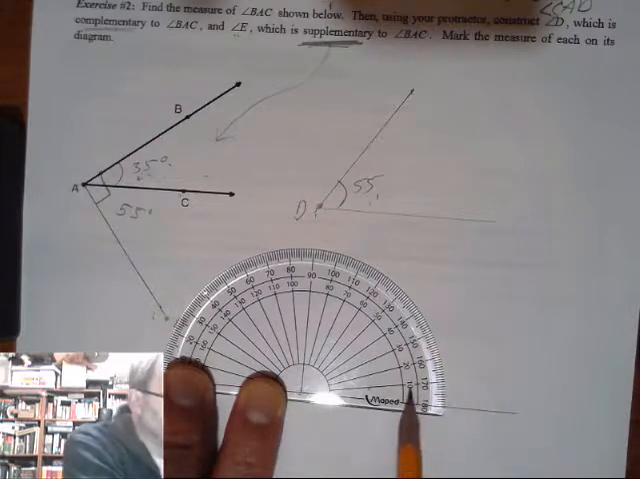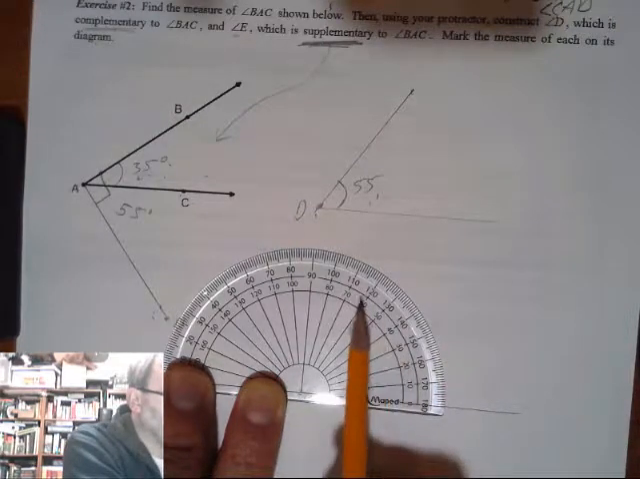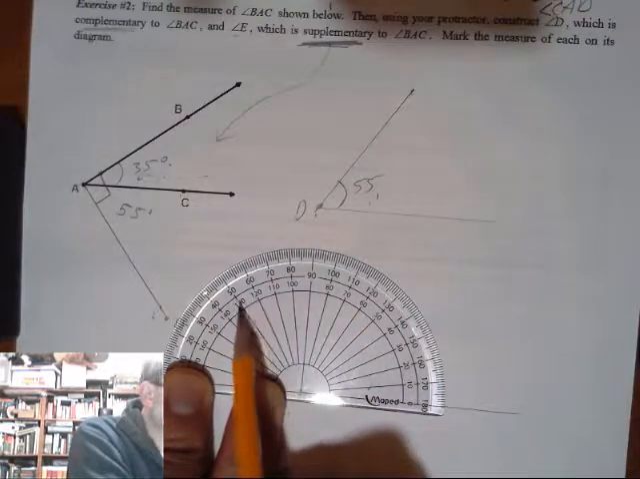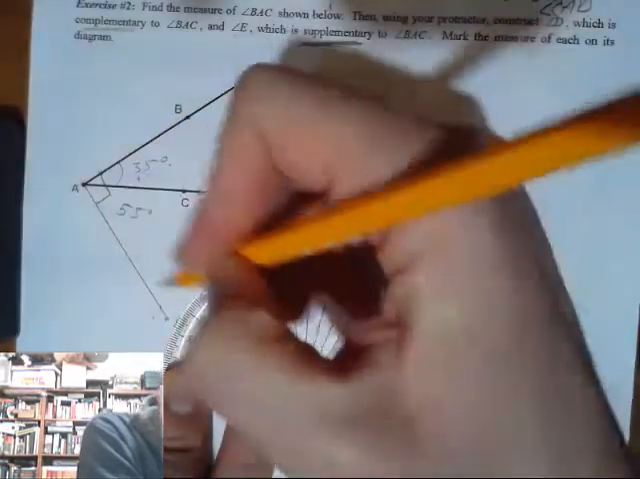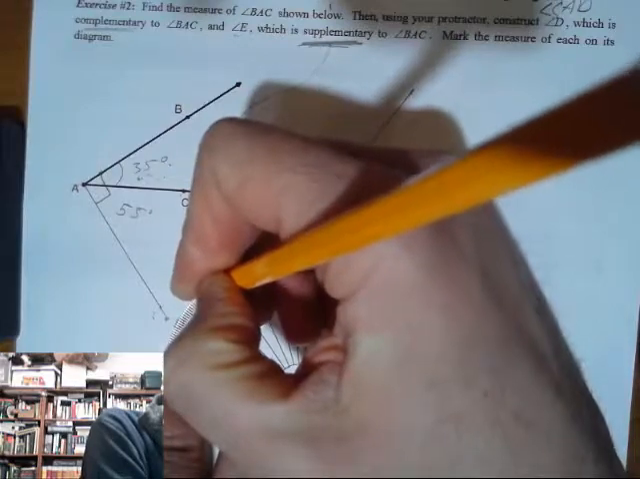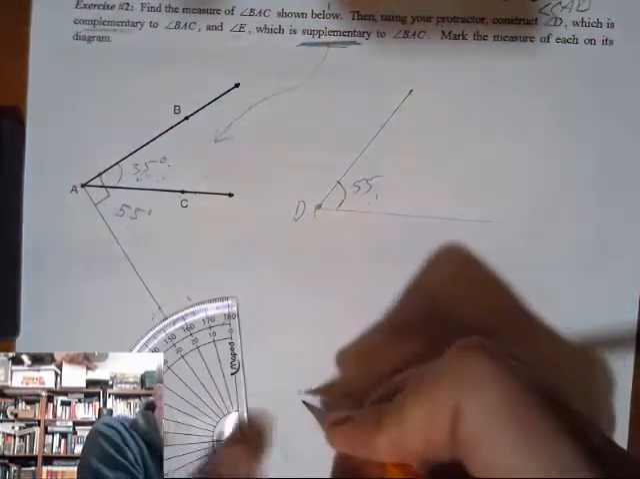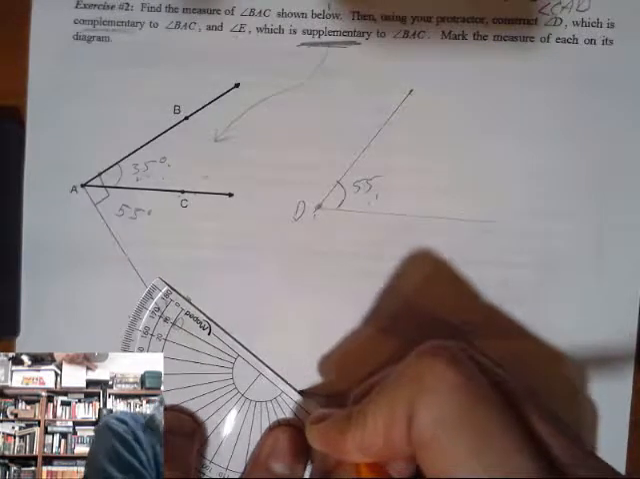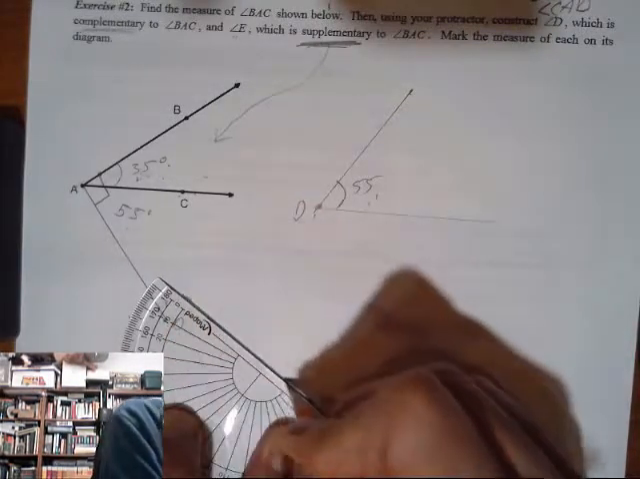All right, there's 10 degrees, 20 degrees, 30, 40, 50. I need 145. So there's my 100, there's 110, 130, 140. 145 is right between 140 and 150. There's my new angle point. I line everything up. Everything lines up good.